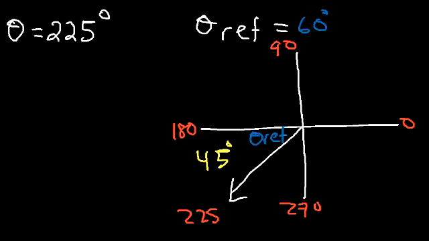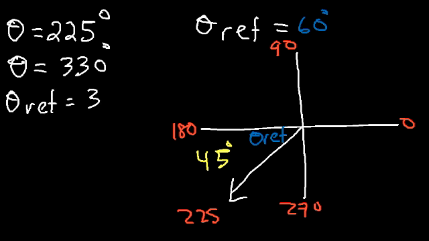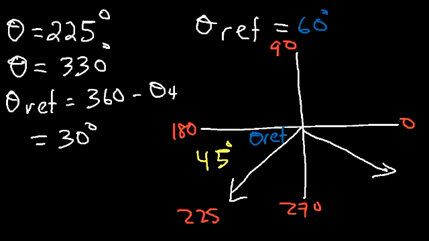Let's try another example. Let's say the angle is 330 degrees. What's the reference angle? So the reference angle in quadrant 4 is 360 minus the angle in quadrant 4. So that's 360 minus 330. So it should be 30 degrees.